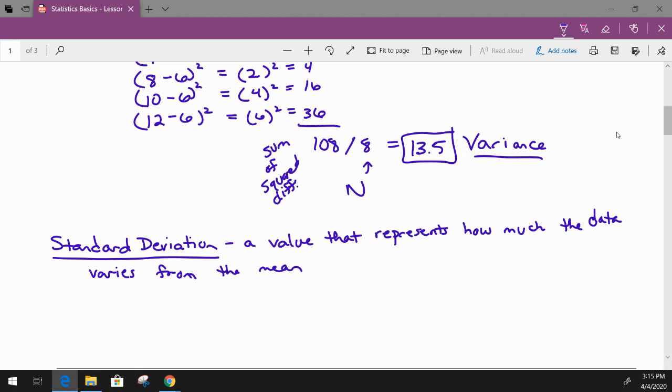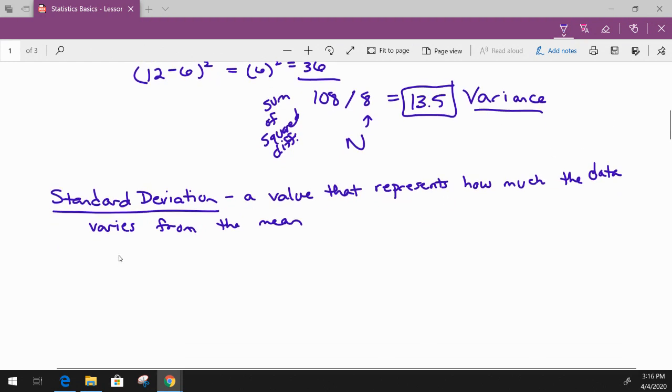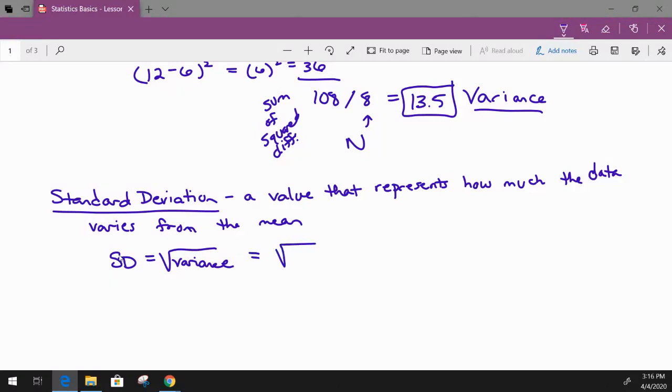So the value that represents how much the data varies from the mean. If you have a large standard deviation, that means the data is really spread out. If your standard deviation is rather small, that means your data is pretty close together. Your standard deviation is just the square root of your variance. Since my variance is 13.5, if I take the square root of 13.5 and round to the tenths, I get 3.7. So that is my standard deviation.